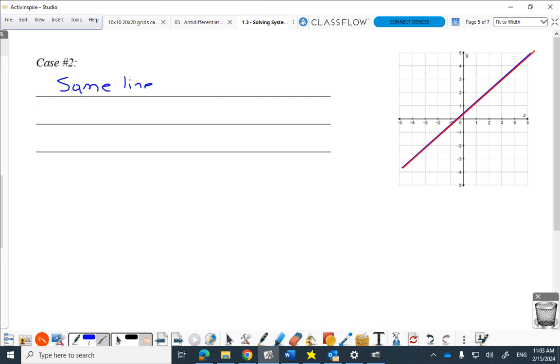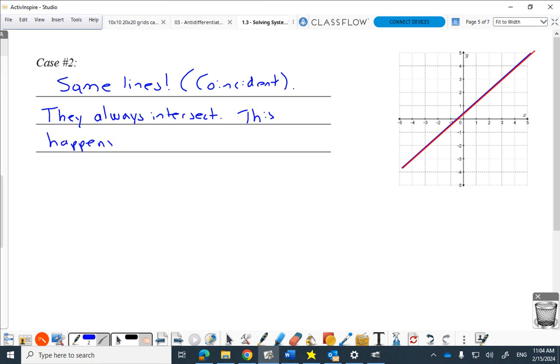Same lines. We call it coincident lines. And here's something weird. They always intersect. That's a weird way to phrase that they always intersect. This happens if, and we'll come back to it in just a second. I'll let your brain bounce around on that for a few minutes. When does that happen? What happens with this line that you would get the exact same stuff? Won't be too hard. This will be the easiest example to talk about.